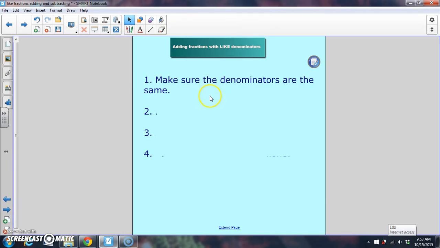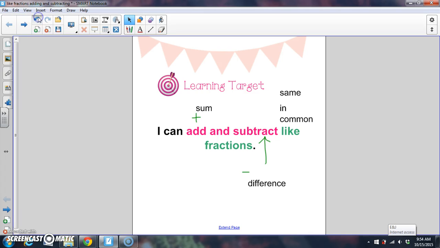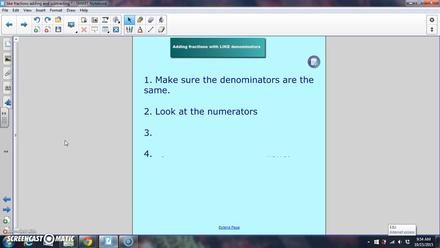So when we add like fractions, there are a couple things we want to remember, and you may find it beneficial to write this in your notebook. The first thing we want to do is make sure the denominator or the bottom number is the same. Then we want to look at the numerators or the top number. We can add them together. And remember to leave the denominators that are the same or they are like alone. Feel free to pause this if you need more time.